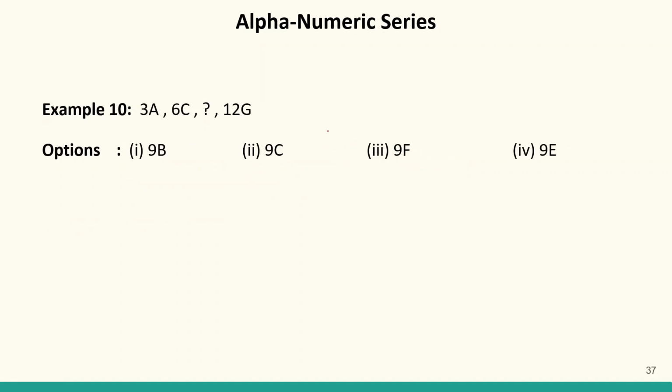Now, okay, alphanumeric series. So in alphanumeric series, I told you that we have to find the logic for both alphabets and numbers, right? So let us check the alphabets first. A is going to C. So this is increasing by 2 positions. Okay. And it follows the same logic with C and G. So let us do this by trial and error method.